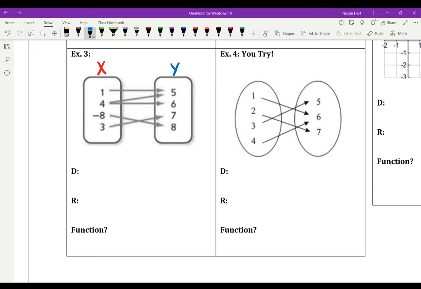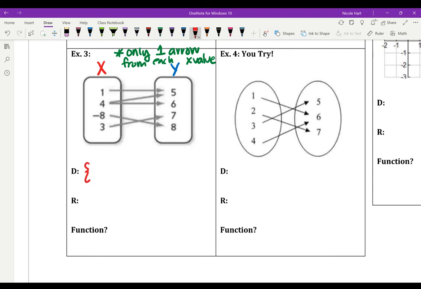So when we look at a mapping, we don't want to see two arrows coming from one x. So only one arrow from each x value. If we see a double arrow coming out of an x, that's not going to work for us. So the first thing we're going to do is our domain.